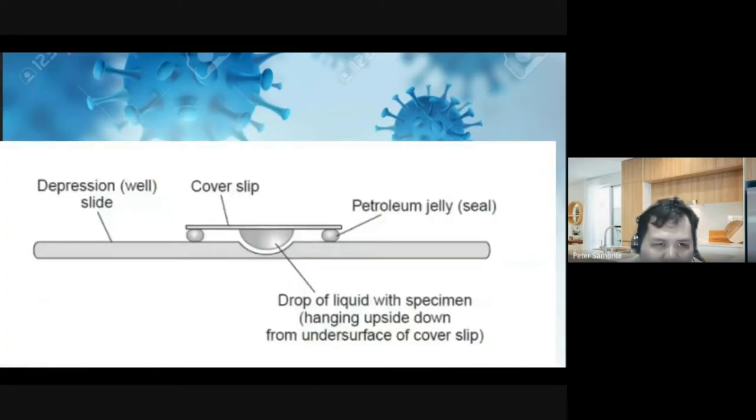Then another one, class, would be your hanging drop motility test. Now your hanging drop motility test, class, would use what we call a biconcave slide. The reason why it's called a biconcave slide, class, is because it has a depression. Now in this case, class, remember your wet mount is using a flat slide. So in this case, the same procedure, you're going to add sterile water, then you're going to add the specimen. Then you're going to place the cover slip.